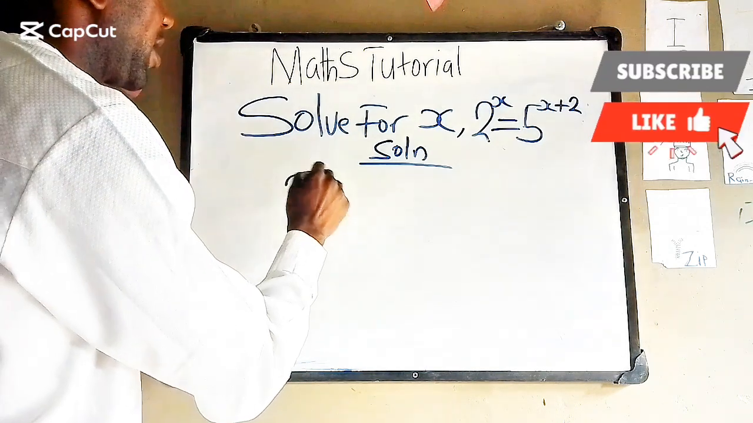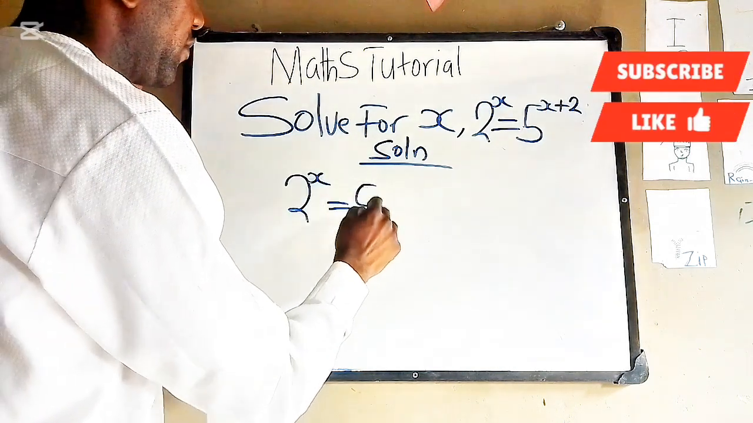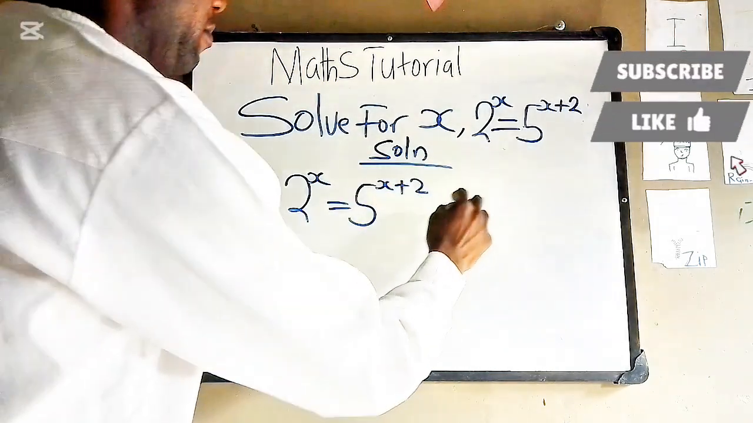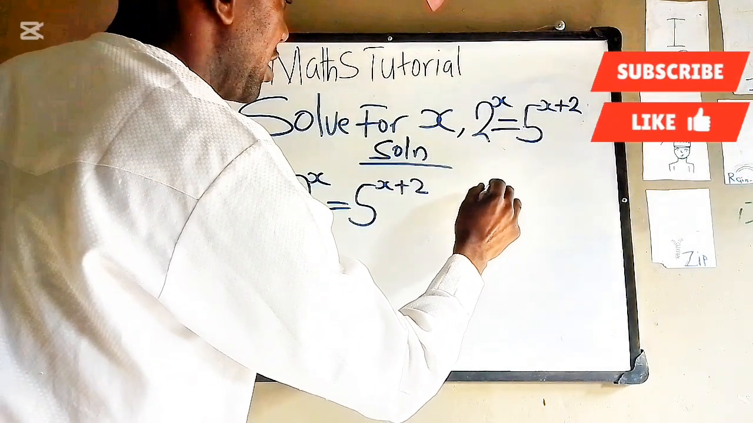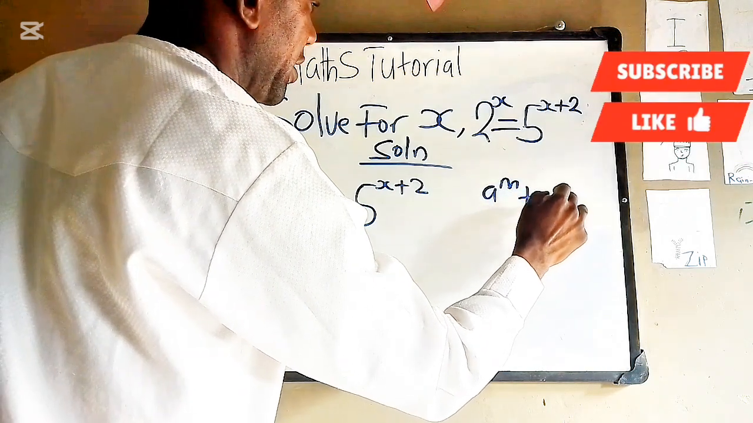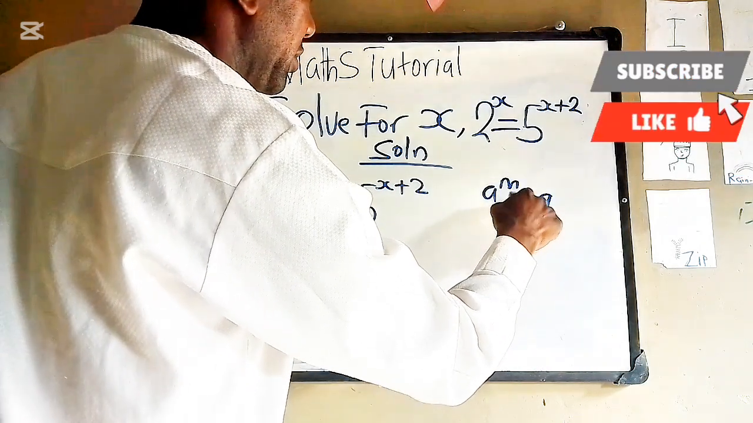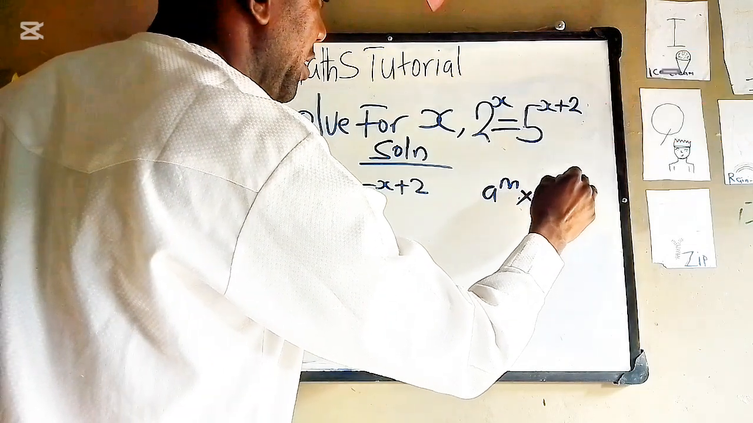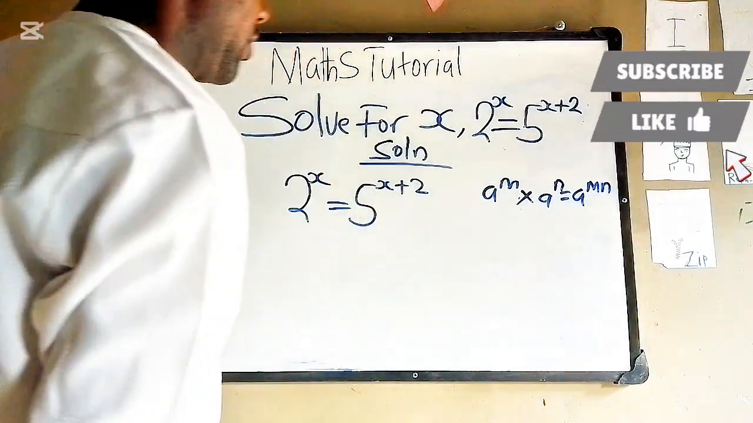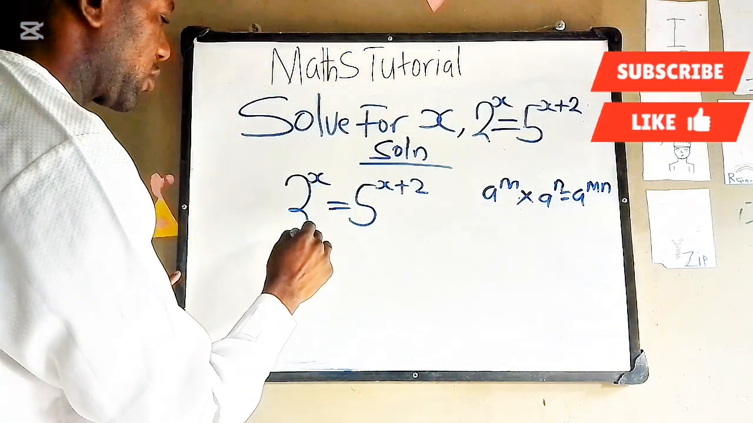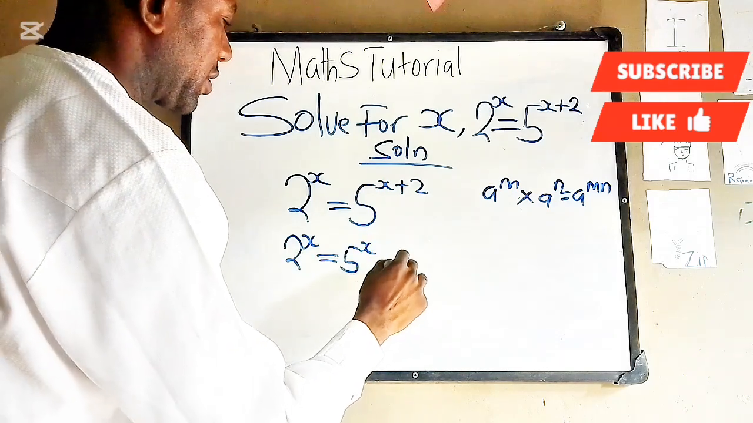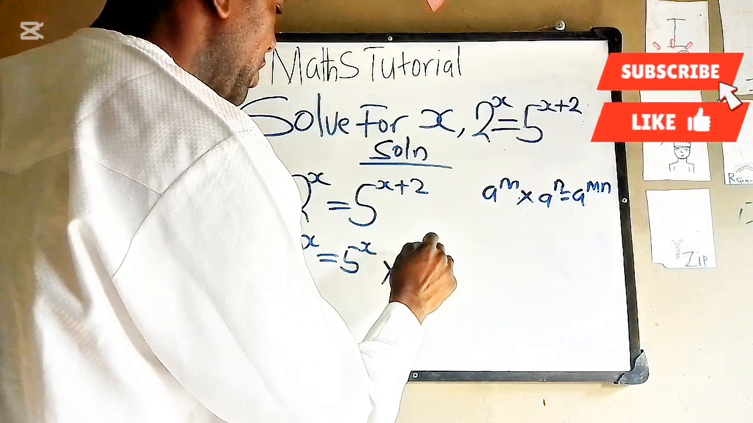2 raised to power x is equal to 5 raised to power x plus 2. Okay, remember that when we have a raised to power m plus n, it equals a raised to power m times a raised to power n, right? And so 2 raised to power x is equal to 5 raised to power x times 5 raised to power 2.